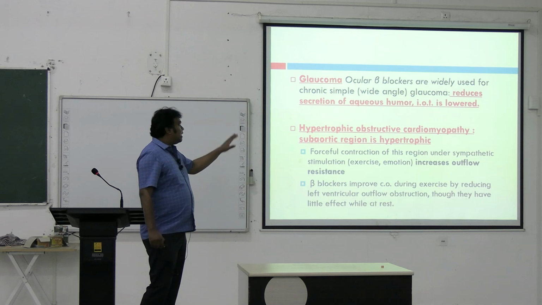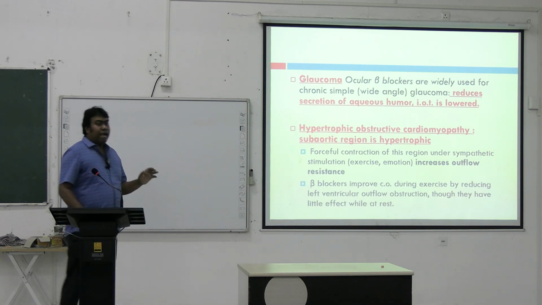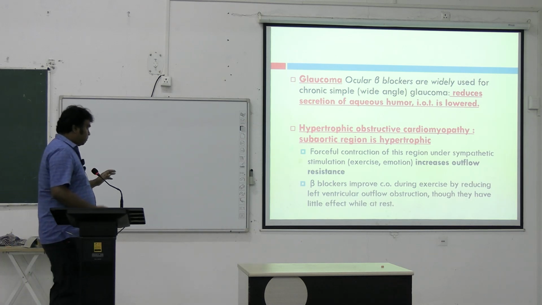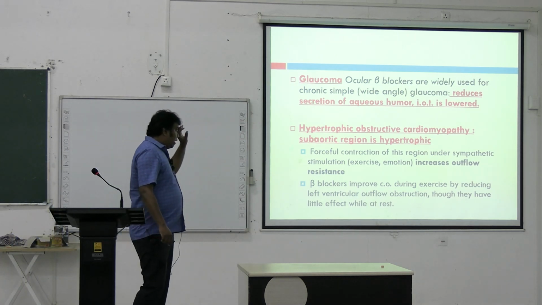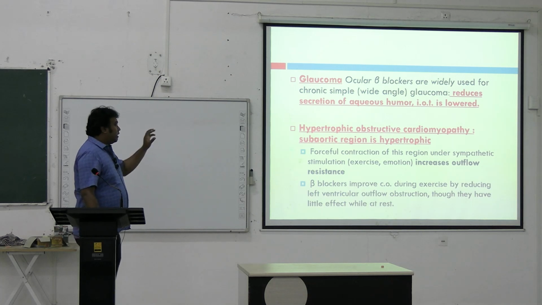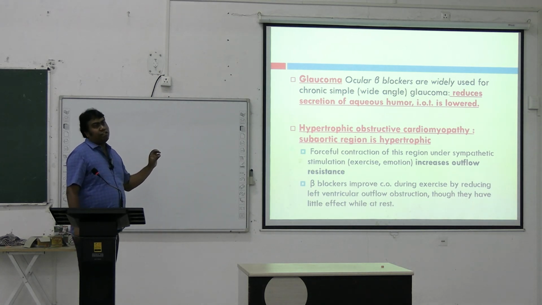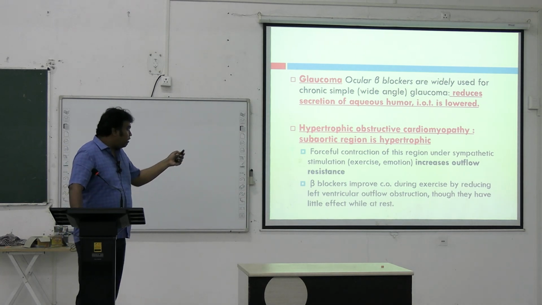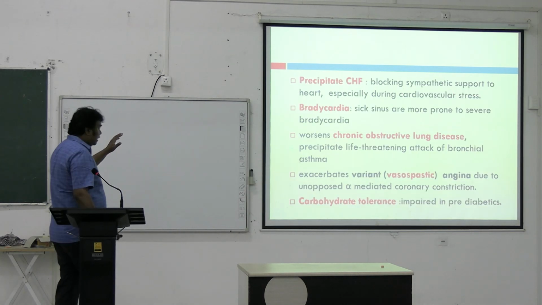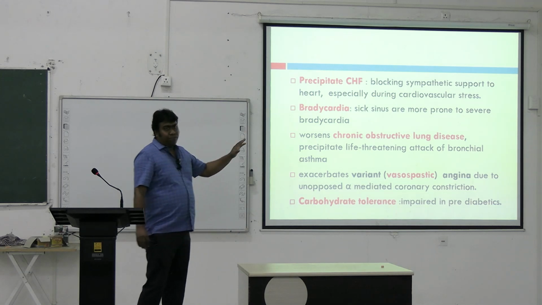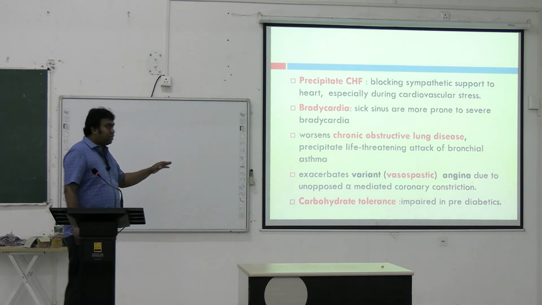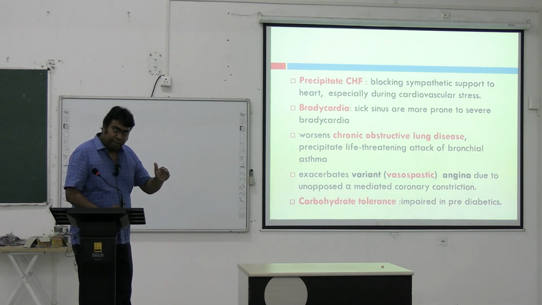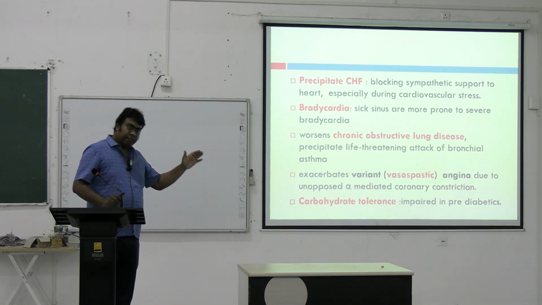Glaucoma: it reduces secretion of aqueous humor and that leads to reduced IOP, intraocular pressure. In obstructive cardiomyopathy, the increased outflow resistance will be counteracted by propranolol or beta blockers. Beta blockers improve the cardiac output. Precipitation of heart failure. Think of the cardiac side effects first: precipitation of heart failure, then bradycardia.